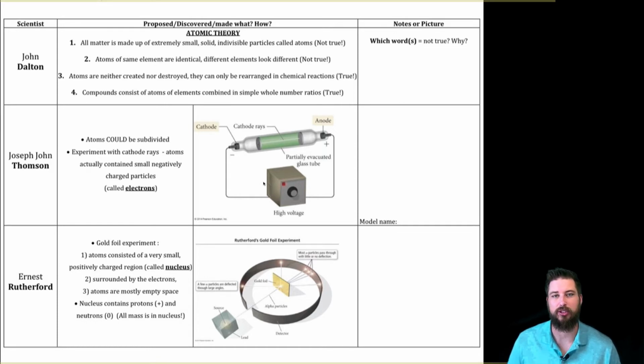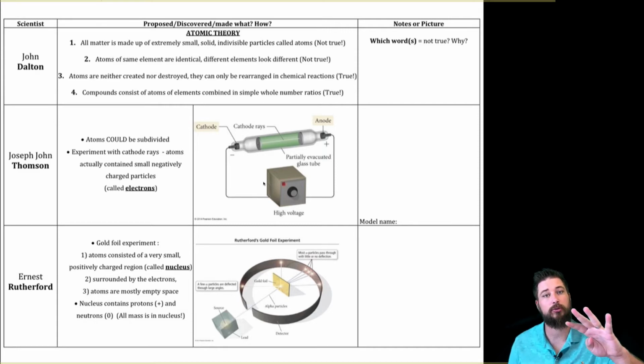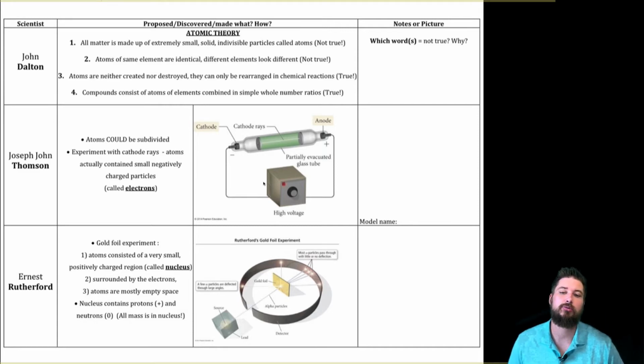So it's really interesting. Let's talk about four individuals today. And you don't need to remember dates or anything. All you need to memorize is how did they contribute to the development of our understanding of the atom. And so the first person we're going to talk about is John Dalton.